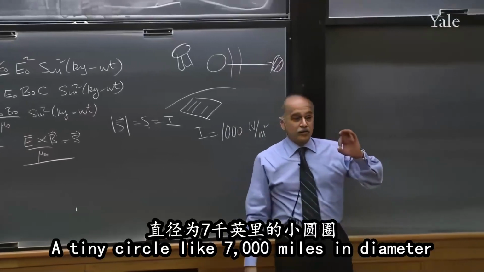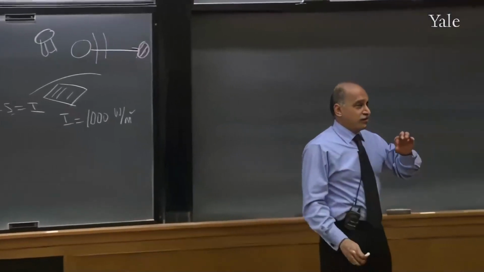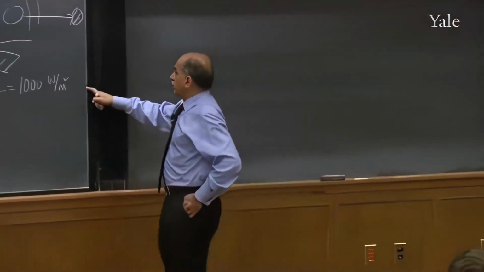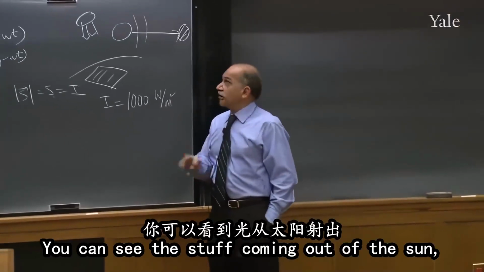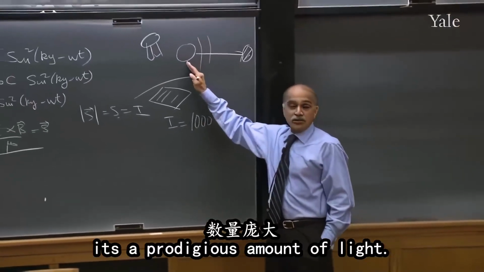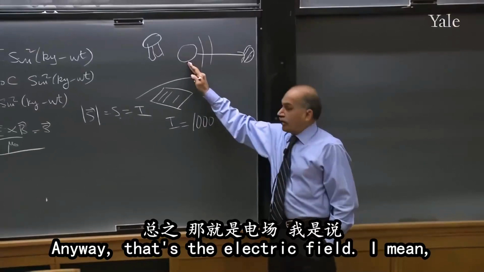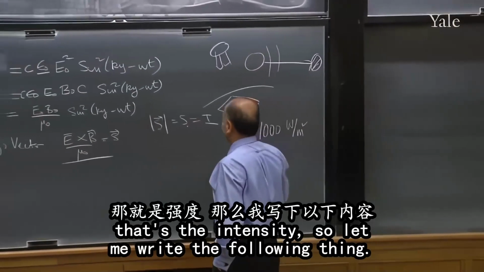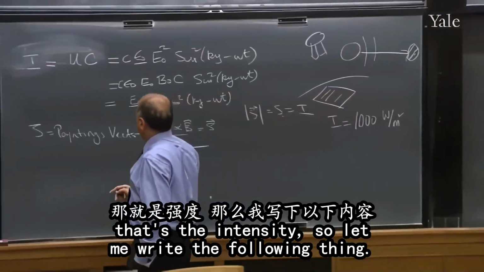The light, tiny circle, like 7,000 miles diameter. You're intercepting the light. And every square meter of it gets 1,000 watts. You can see the stuff coming out of the sun. It's a prodigious amount of light. Anyway, that's the intensity. So let me write the following thing.